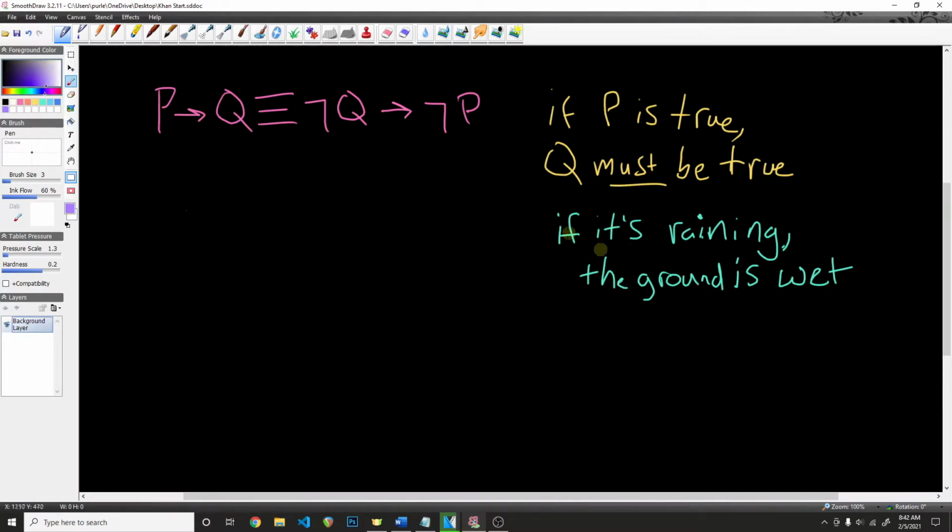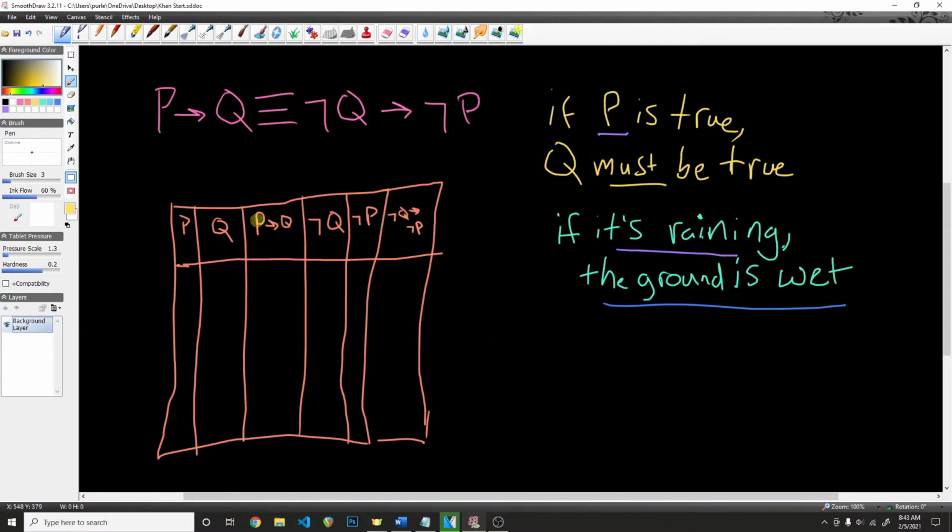So for a more concrete example, if it is raining, this would be our P, right? If it's raining, then the ground is wet. And the ground is wet would be our Q. So if this thing is true, then this thing has to be true. That is what the implication means.